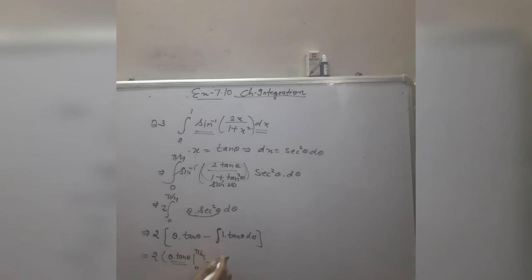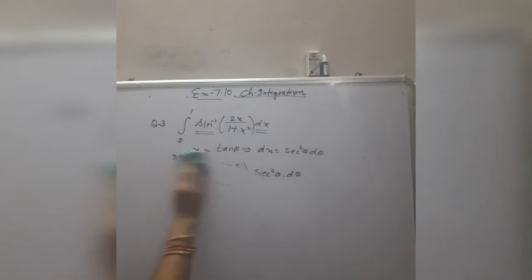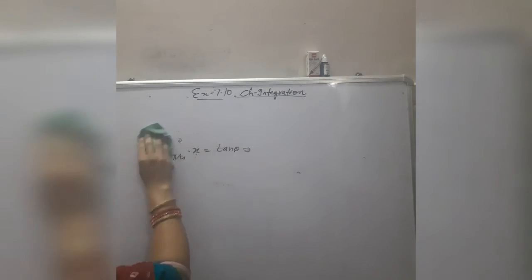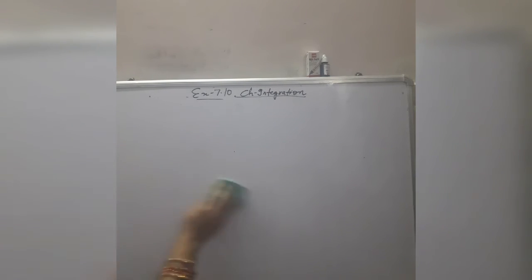in the second part, integration of tangent theta is log secant theta, or you can take minus log cosecant theta, then you will put the upper limit and lower limit here also. So after putting the lower limit and upper limit, you will simplify it, and you will get the answer in constant form. So this is question number 3. Last step, students, only calculation work is there, very easily you can complete it. So you do this last step yourself.